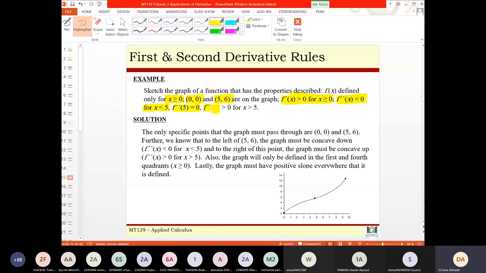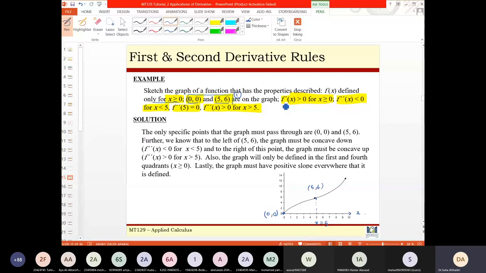So we start with the information one by one. أول شيء إن الفانكشن is defined for x greater than or equal to 0, so I'm talking about the positive part of x only. الpoints (0, 0) and (5, 6) are there. This is my information number 1. عندي الpoint (0, 0). عندي الpoint (5, 6). We sketch the two points that we have. This is the point (5, 6), and this is the point (0, 0). This is x equal to 5.